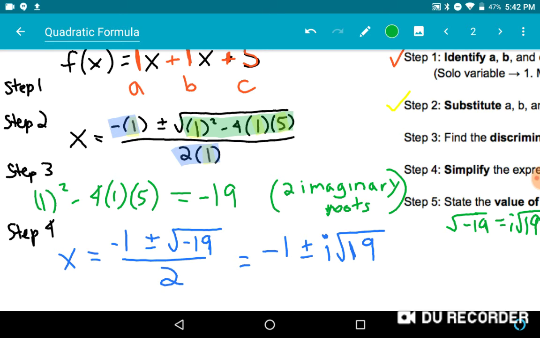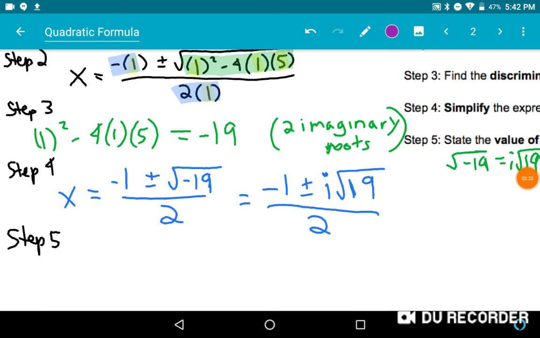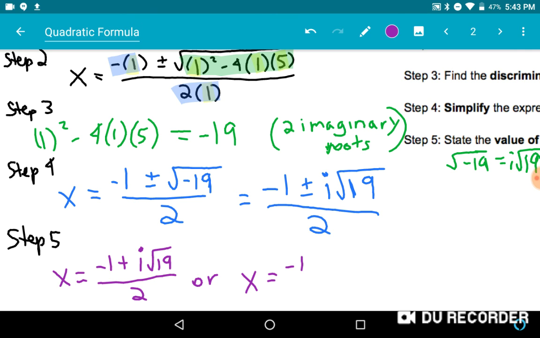Okay, so I was in the middle of saying that we're finishing this blue part. We have over 2. So our real answer here, we have 2 roots. Either x is negative 1 plus i square root 19, that cannot be simplified, all over 2, or x is still negative 1, but it's minus i times the square root of 19 over 2.